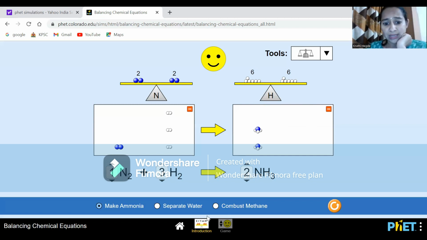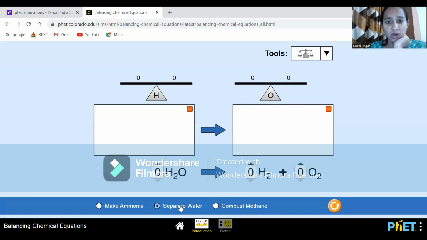I'll give you one more example, the separation of water. Water on electrolysis gets separated into hydrogen and oxygen gas. In order to balance it, first let me take one atom.